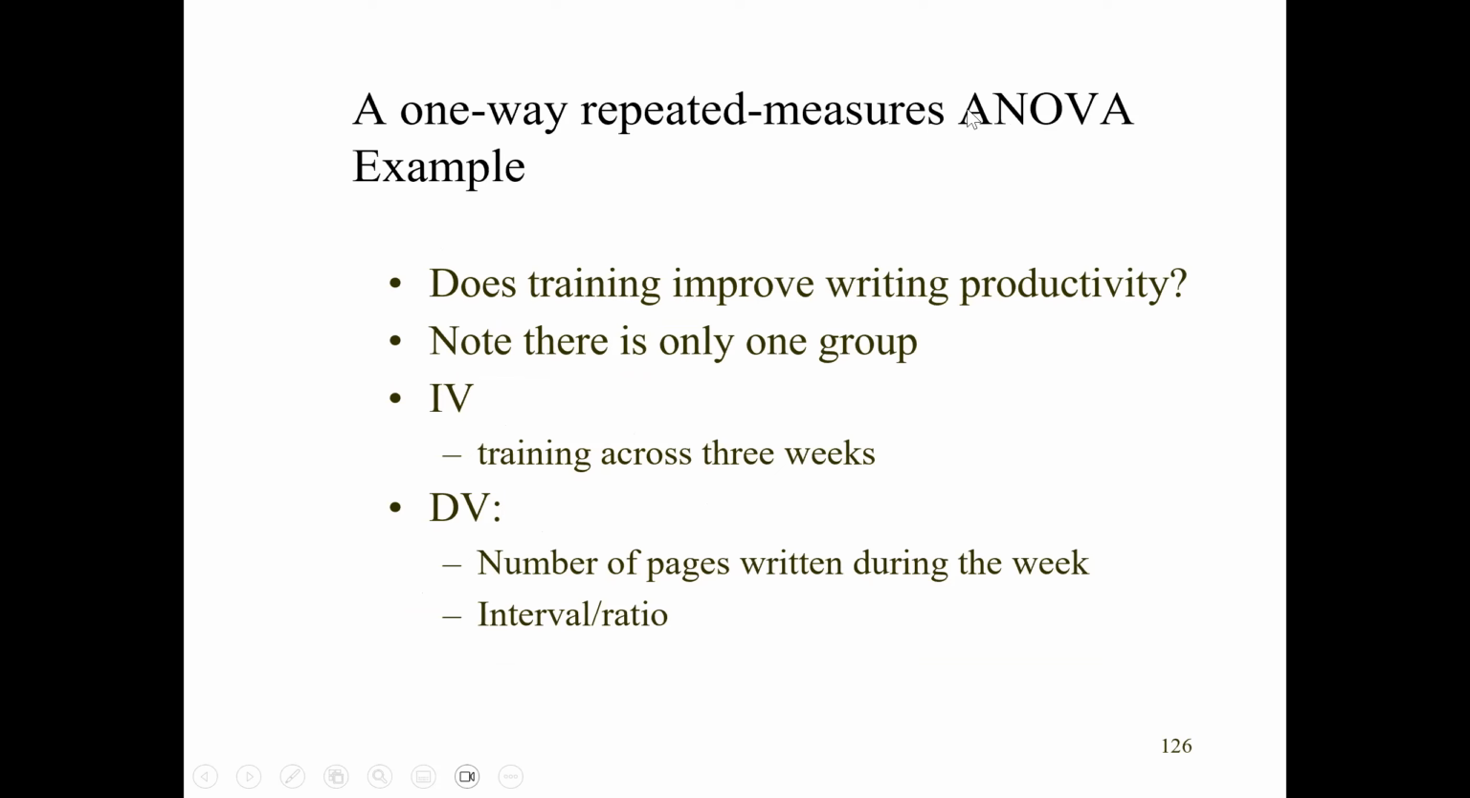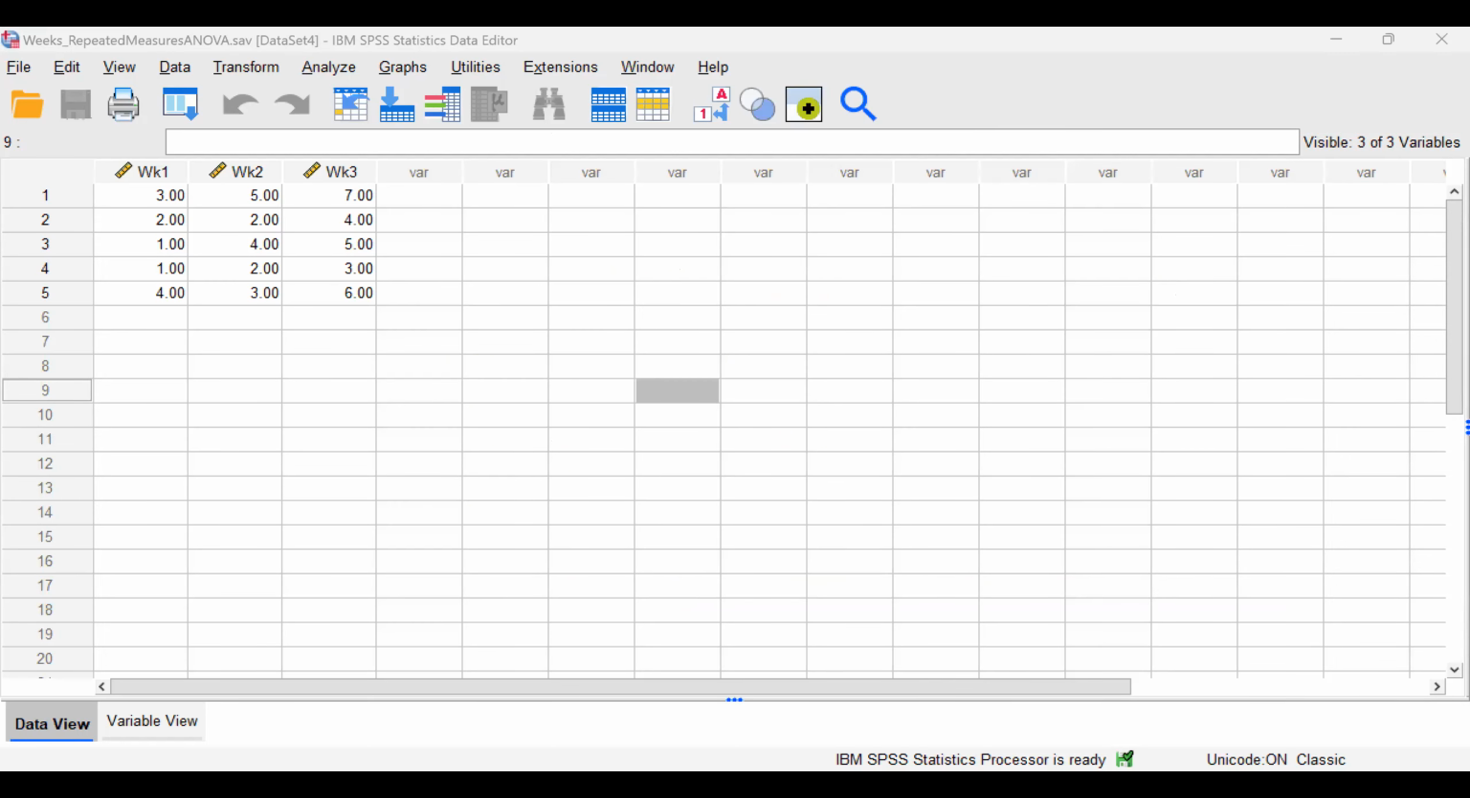So we are going to look at the data. And here is the data. We have 5 participants, and we have the number of pages written for each week. Each week there's a training, so we want to see what the training effect is on writing productivity.